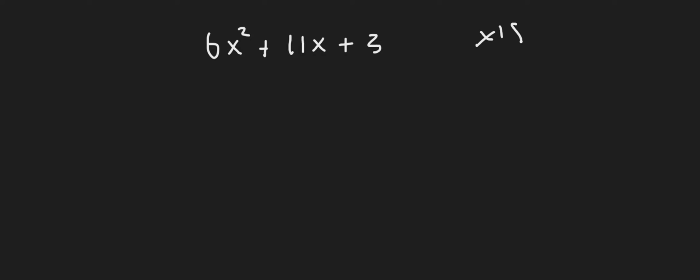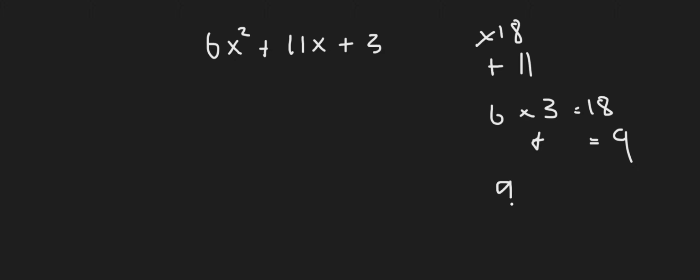Now moving on to some more examples. Now we find the number that multiplies to 18 and adds to 11. Well, 6 and 3 multiply to 18 but add to 9, unfortunately. 9 and 2 can work because it multiplies to 18 and adds to 11. So 9 and 2 can be used here.